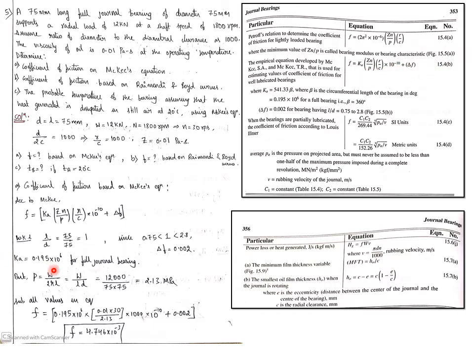Okay, now L by D is 75 by 75, that is 1. Since 1 lies between these two, we can take delta F as 0.002. Okay, similarly Ka for full journal bearing, where beta is equal to 60 degrees. Next is P, pressure, that is W by 2RL, that is the load acting on the bearing divided by area. You will get the bearing pressure. Okay, once you get the parameters, substitute back in Mecker's equation and find the value of coefficient of friction. Okay, this is the value of coefficient of friction we will be getting.